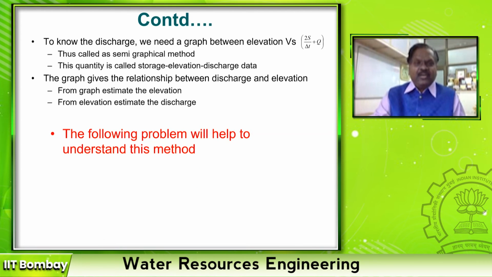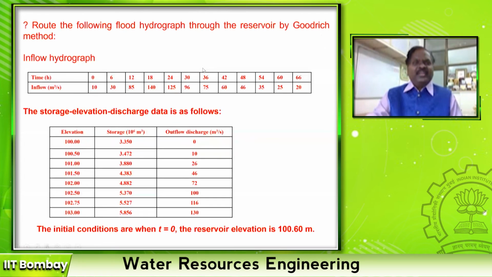Let us see how to understand this through a problem, right? Let us have a problem like this. I have an inflow hydrograph for a given dam, right? Here the delta T is 6 hours. So this is my current inflow and it goes on increasing, and after 66 hours it is reduced to 20. So there is a peak discharge at 18. Now what do I have to do?